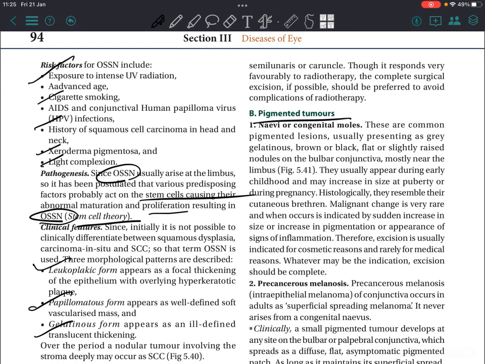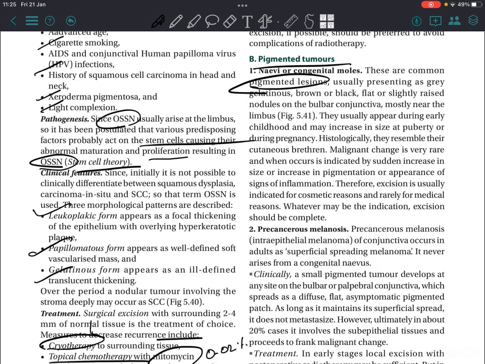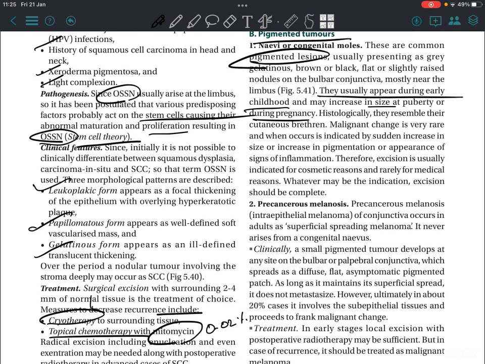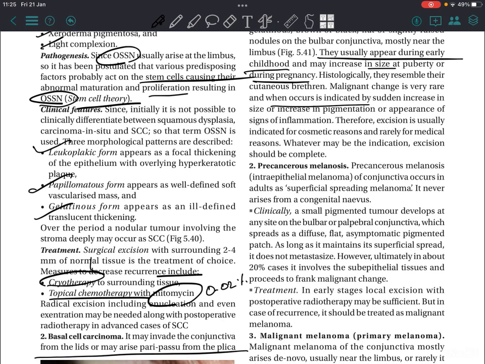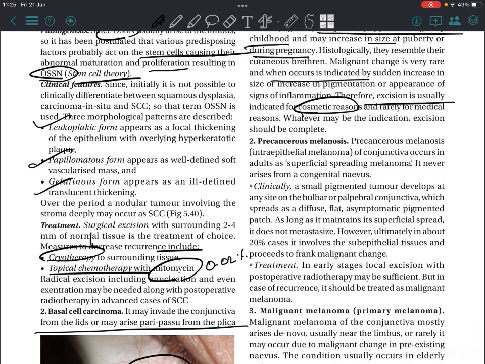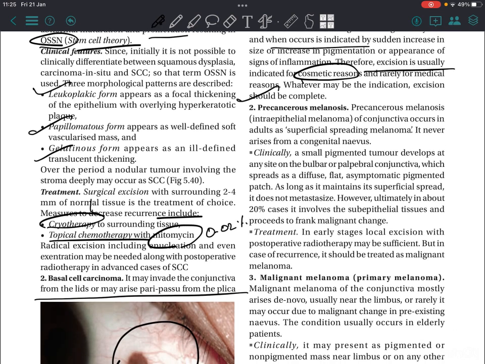Pigmented tumors, nevus or congenital nevus, congenital mole. They are a common pigmented lesion, usually presenting as grey, gelatinous, brown or black, flat or slightly raised. They usually appear during childhood and may increase in size at puberty or during pregnancy. Malignant change is very rare, when it occurs it is indicated by sudden increase in size or increased pigment. Therefore, excision is usually indicated as for cosmetic lesion. Whatever may be the indication, excision should be complete.